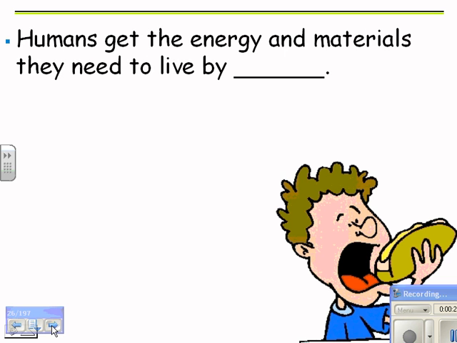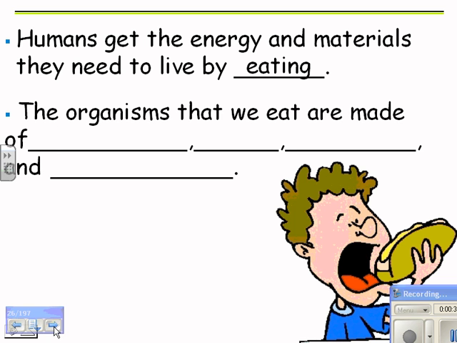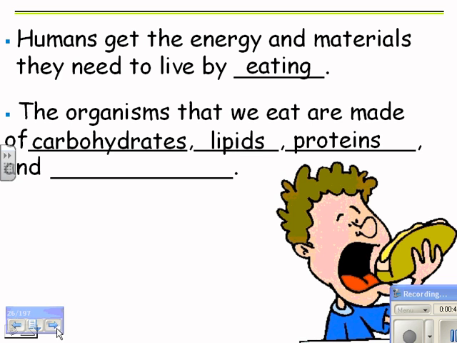Anyway, humans get energy and materials they need to live by eating, so that makes us different from plants. The organisms that we eat are made of all the stuff you learned in your organic chemistry unit: carbohydrates, lipids, proteins, and nucleic acids. You'll find all of these on a food label, maybe not nucleic acids, but you'll find carbohydrates. It'll either say sugar or complex carbs, lipids will usually say fat, and proteins will say protein.